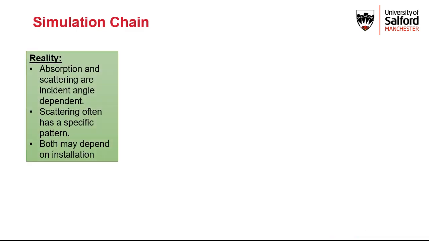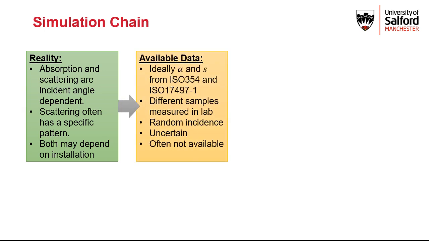So just to sum up, I just wanted to show the simulation chain as it is at the minute. So the reality is that absorption and scattering are incident angle dependent. It's also true that for many things, scattering often has a very specific pattern, and that both may depend on installation. In terms of the data we have available to put in a simulation algorithm, in an ideal case, we would have absorption and scattering measured according to ISO 354 or ISO 17497.1.